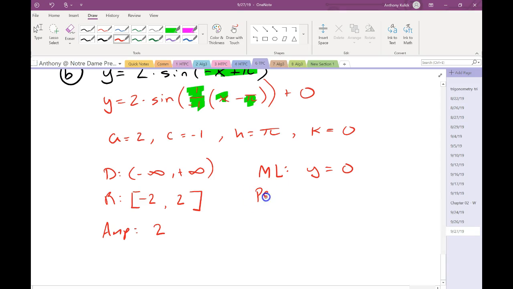How about the period? Two pi times the absolute value of -1, which is just 2 pi.